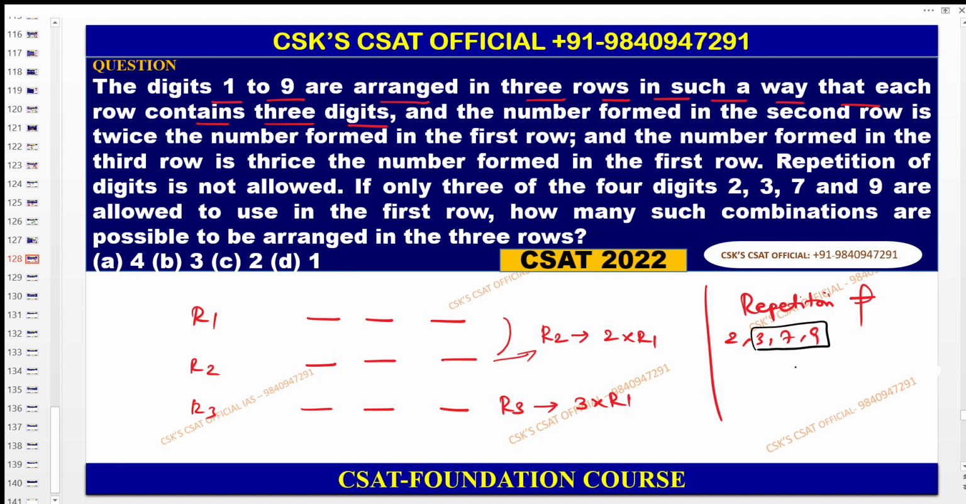If you are taking 3, 7, 9 in the first row, when you multiply with 2, it gives you a 3 digit number in the second row. That is fine. But when you take 3 into 379 in the third row, it becomes 1137. It is not a 3 digit number, it is a 4 digit number. But the question clearly says all 3 rows are 3 digits. So therefore 379 itself is not possible.